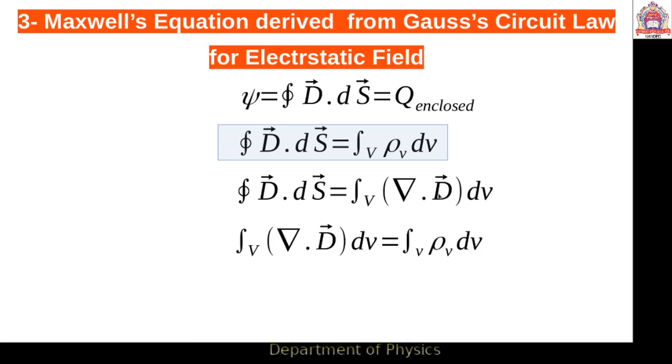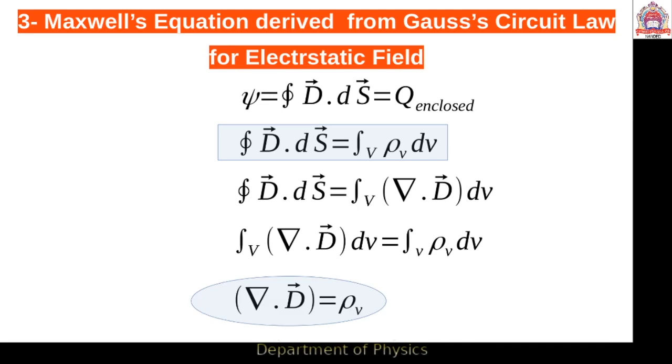Compare this equation with the earlier equation. So we get the volume integral of del dot D dV is equal to the volume integral of rho v dV. So del dot D is equal to rho v. When the medium is isotropic, then the three vectors, that is D, E and P, are in the same direction, and for small fields D is proportional to E. So we can write D is equal to epsilon into E. So D is the electric displacement.